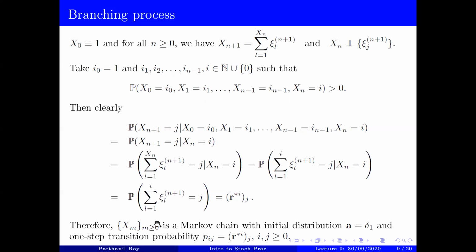Okay, so this gives us the following statement, which I had written last time. The branching process Xm is therefore a Markov chain with initial distribution A, which is delta 1. So delta 1 is just the Dirac probability at 1, the distribution that puts mass 1 on 1. And Xm has one step transition probability P_ij given by this expression.